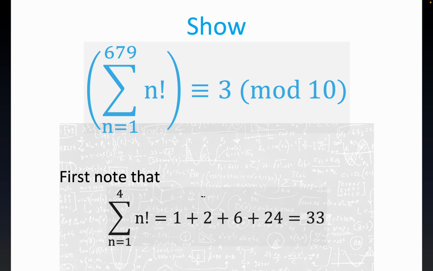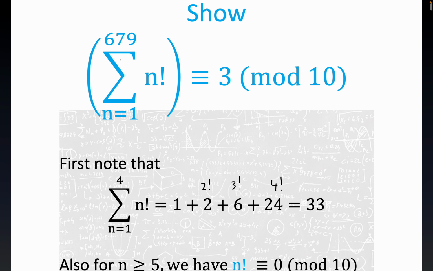This would be 2 factorial right here, which is certainly 2, 3 factorial, 1 times 2 times 3 is 6, and 4 factorial. And when you sum those values up, you actually get 33, which is really a big part of what we're trying to prove here, okay? So this is straightforward enough. Just the first 4 of these terms sum up to 33. Okay, but we're supposed to sum up the first 679.